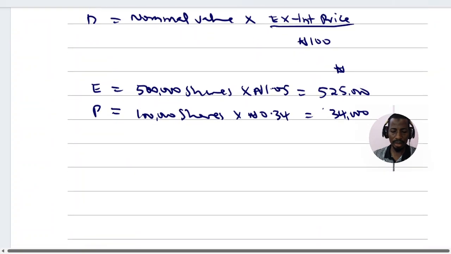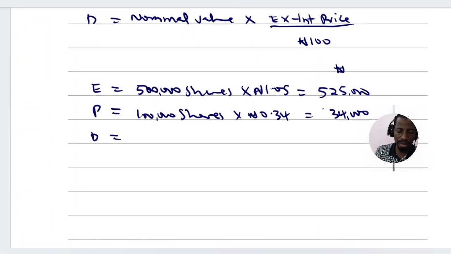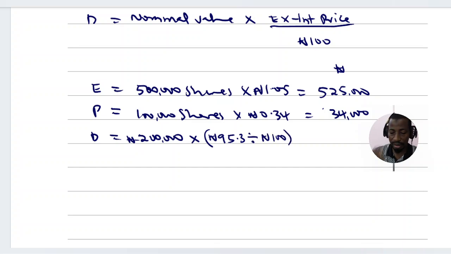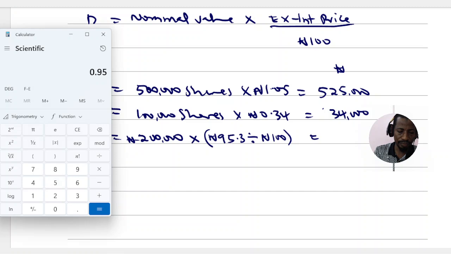So that's that. Then let's calculate the value of the debenture, which is D. The nominal value of the debenture we are told is 200,000 naira, multiplied by the ex-int price. The ex-int price is 95.3 naira, divided by 100 naira, because debt is always quoted at 100 naira per unit. Therefore, what do you get? 0.953 multiplied by 200,000. That's 190,600.